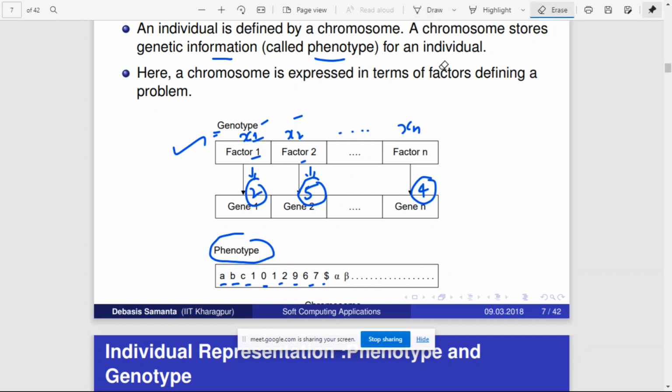So what is the difference between genotype and phenotype? What is genotype?